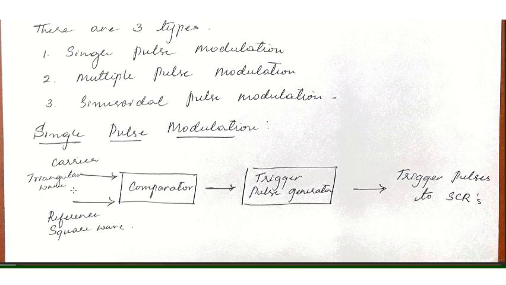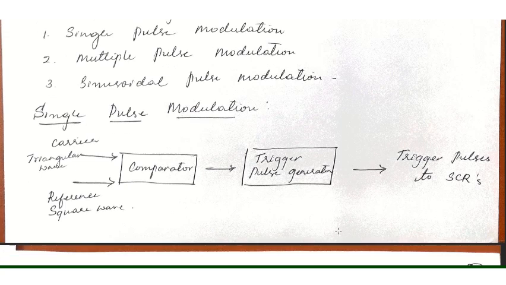The reference wave will generally be a square wave, and the frequency of the reference signal sets the output frequency. Okay, and the carrier frequency determines the number of pulses per half cycle. So based on the carrier wave and the reference wave, the comparator will be generating either a low or high output, which will be triggering the pulse generator to generate the pulses. These pulses will be turning on or firing the SCR devices. Okay. So let us observe how it works.